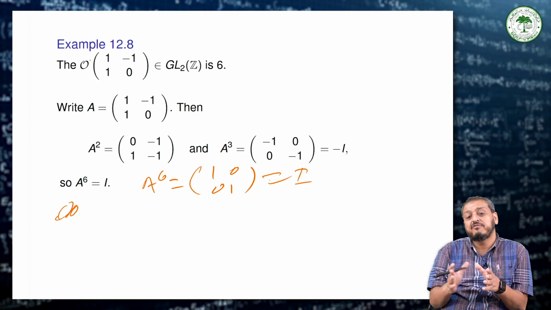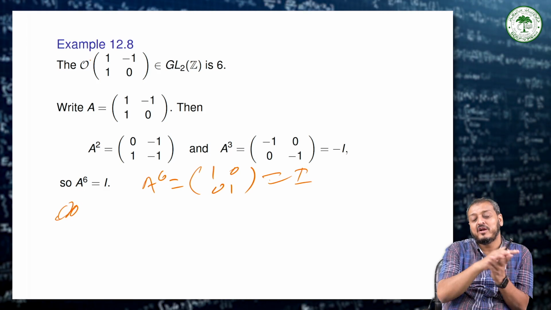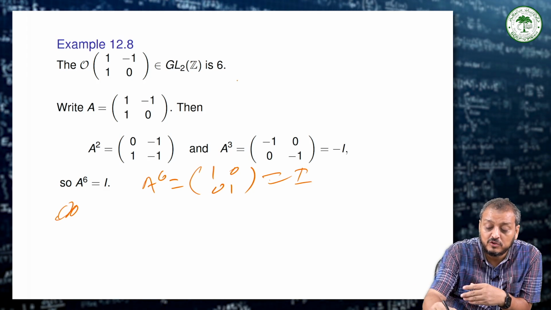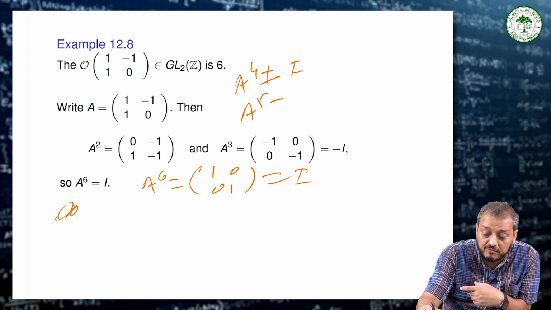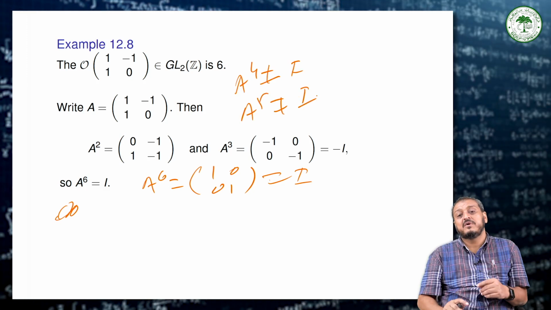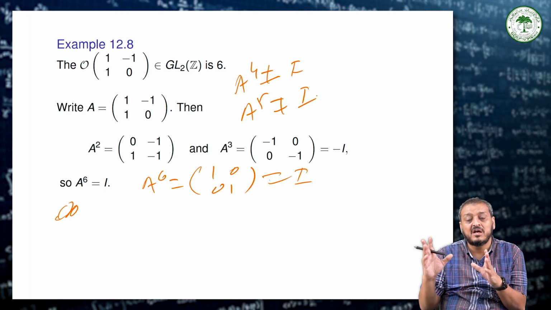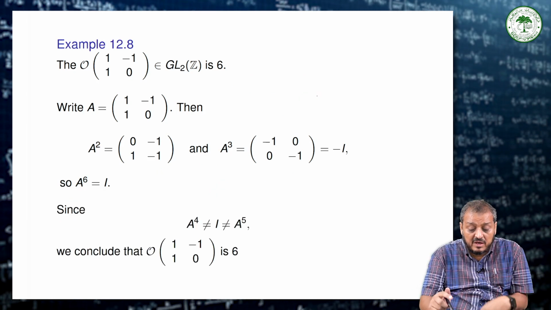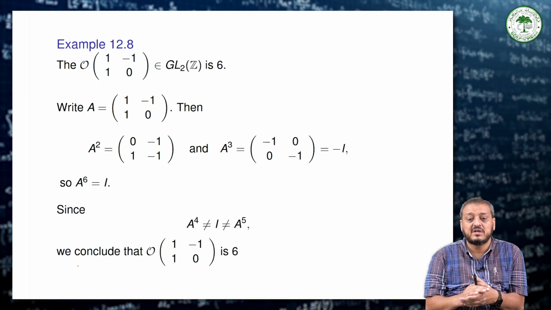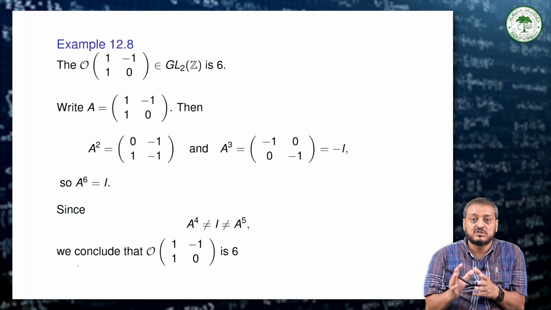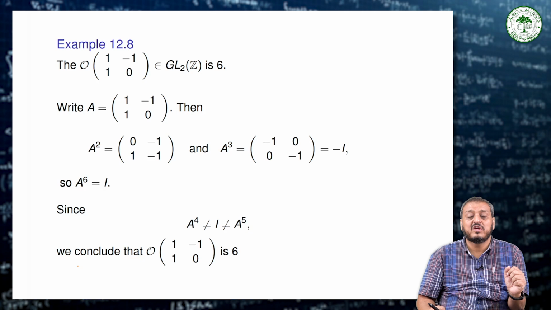Now we have to verify that A squared is not equal to identity, A to the power 3 is not equal to identity. We also verify that A to the power 4 is not equal to identity, and A to the power 5 is also not equal to identity. That means the smallest positive integer where we get the identity element is the power 6. So we conclude that the order of this matrix A, 1 minus 1 1 0, is 6. This is the way we can find it.